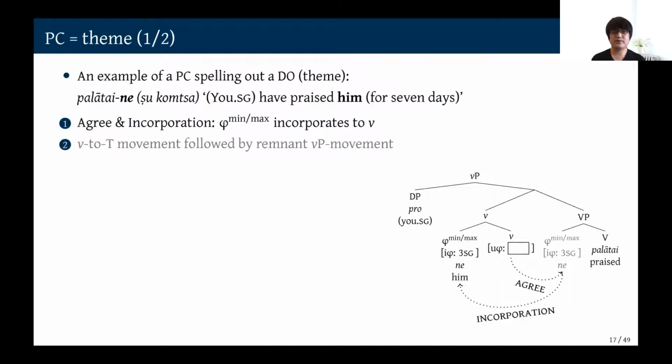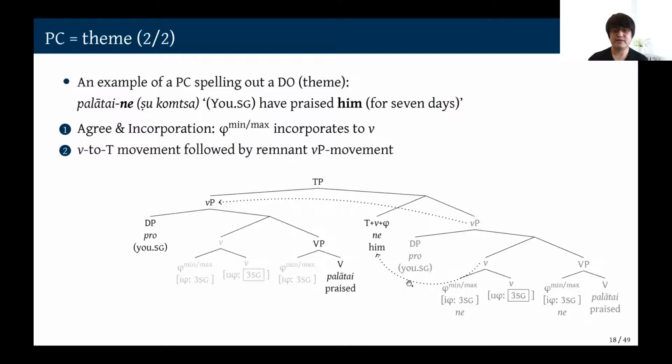An example of a pronominal clitic spelling out the DO is illustrated here. We have the structure of the sentence meaning "you have praised him for seven days." First, we have agree and incorporation. Phi, which is the internal argument, undergoes agree with small v and incorporates into small v. Then we have v-to-T movement, followed by remnant vP movement. As a result, we get the ordering subject, verb, followed by a clitic.